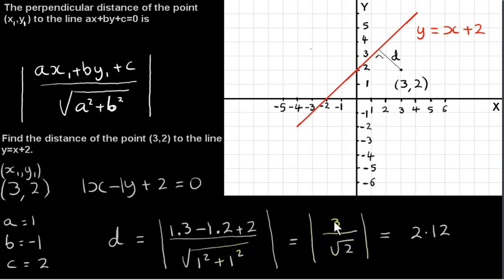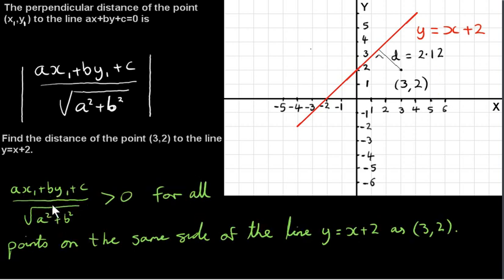We get the magnitude of 3 over root 2. Now 3 over root 2 is positive, so the magnitude of a positive quantity is just the quantity itself. If what we get inside here is negative, then we just have to make it positive. To 2 decimal places we get 2.12. So it's 2.12 units, where a unit is this distance here.